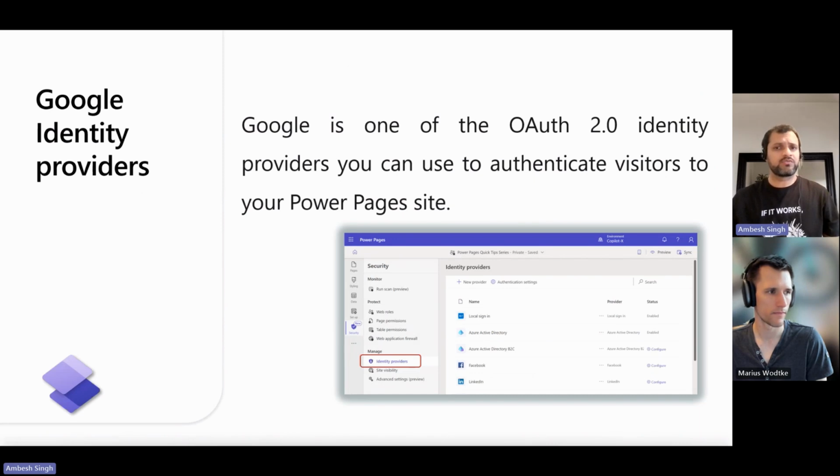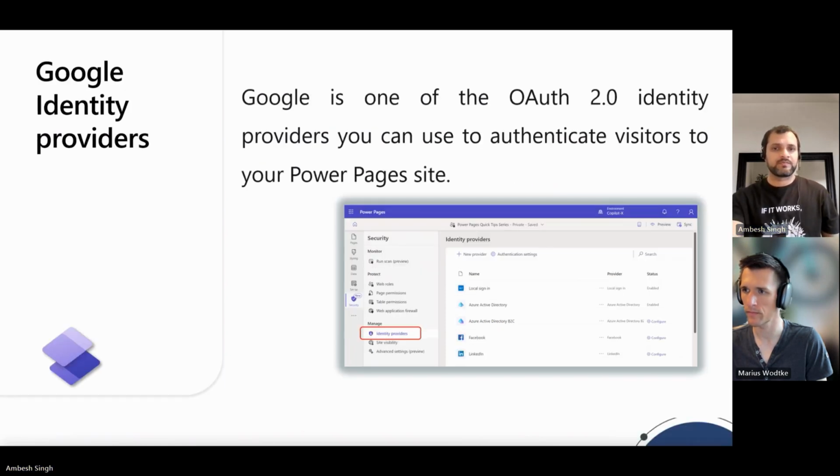Google is one of the OAuth 2.0 identity providers you can use to authenticate visitors to your Power Pages site. OAuth 2.0 based identity providers require a client ID, client secret, and sometimes a redirect or reply URL. Please note we have already made a complete series on the different identity providers available for Power Pages. Please check out the previous episodes for that.